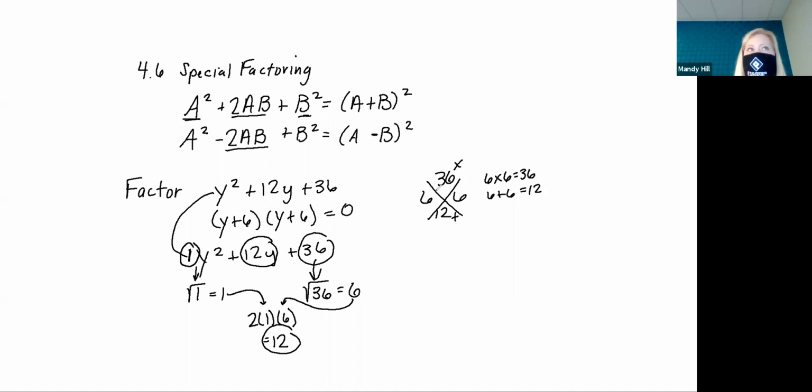I'm going to say it again. The way we were doing it last class would have gotten us the same answer, but these are just special cases. So I know that when I take the square root of 1 and the square root of 6, I can just say that's (a plus b) squared, which would have gotten me my (y plus 6) squared, which is the same thing as y plus 6 times y plus 6. It's just a shortcut to get us our answer faster if we can recognize that that's what's happening.